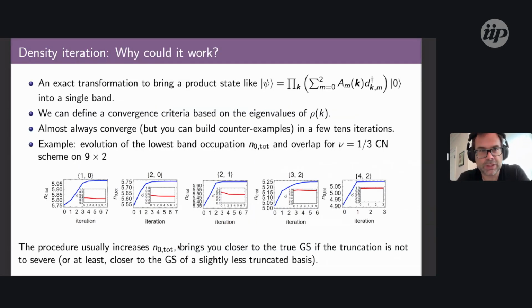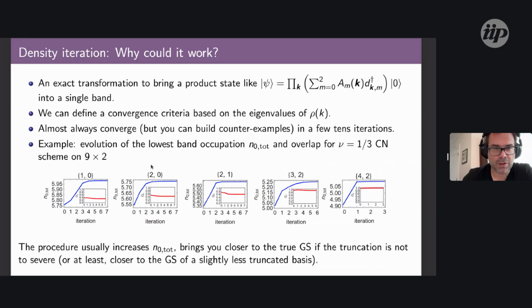So you might wonder, why would that work? Well, at least if you work with product states, this will work. This will give you a transformation that brings your system into a single band. It has pretty nice features, such as we can define a convergence criterion based on the eigenvalues of the density matrix. Now, it may almost always converge, but you can build identical counterexamples. So it's not a procedure that is guaranteed to converge, but in most of the interesting cases, it works. And it only requires a few tens of iterations.